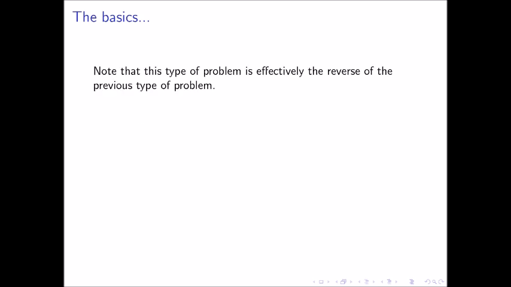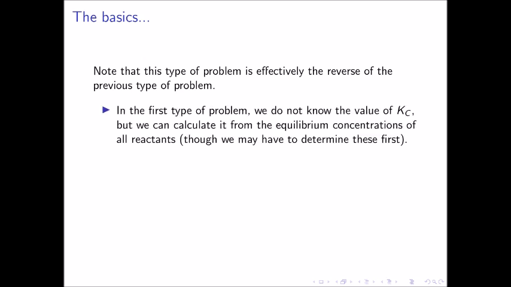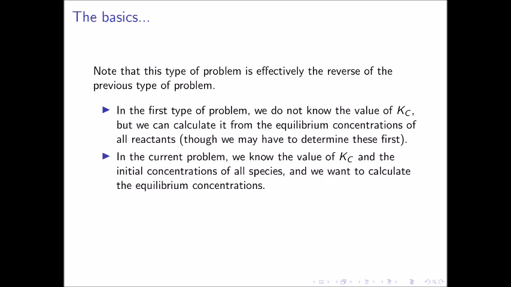Note that this type of problem is effectively the reverse of the previous type of problem. In the first type of problem, we do not know the value of Kc, but we can calculate it from the equilibrium concentrations of all reactants, even though we may have to determine these first. In the current problem, we know the value of Kc and the initial concentrations of all species, and we want to calculate the equilibrium concentrations.